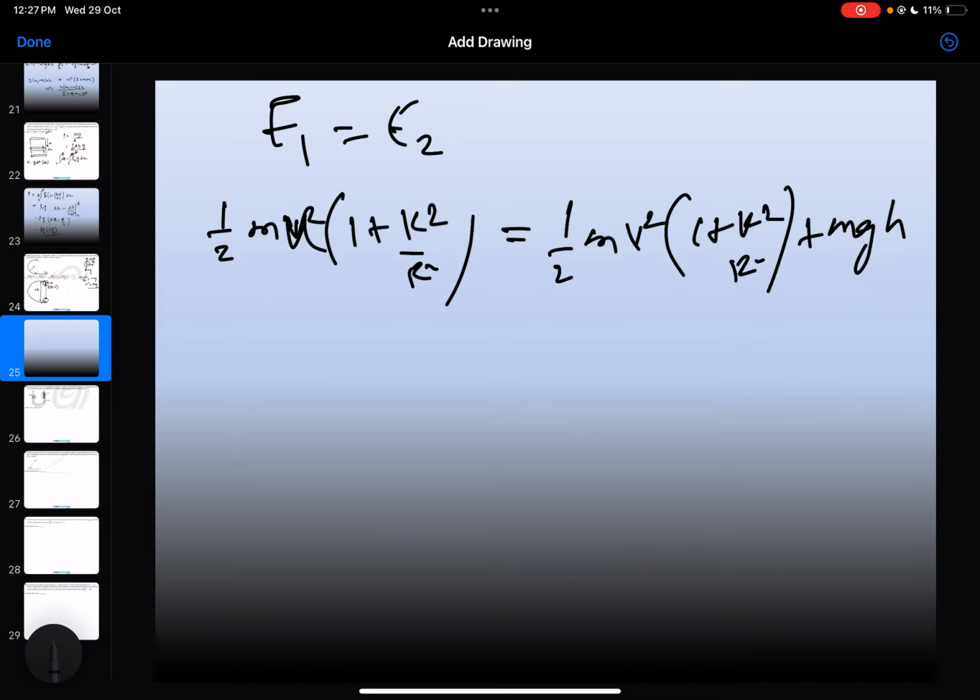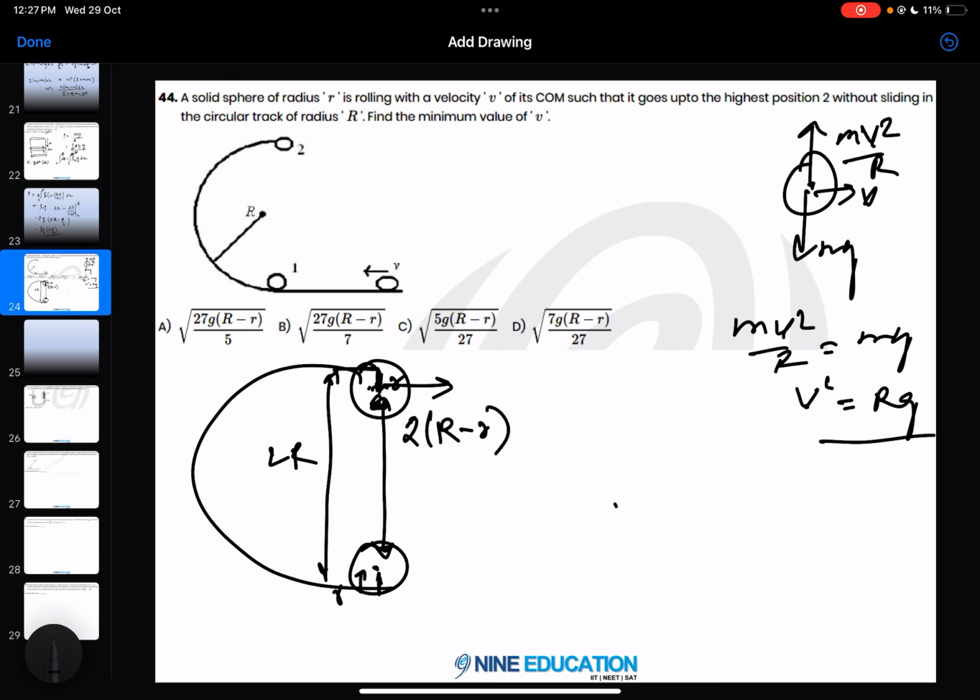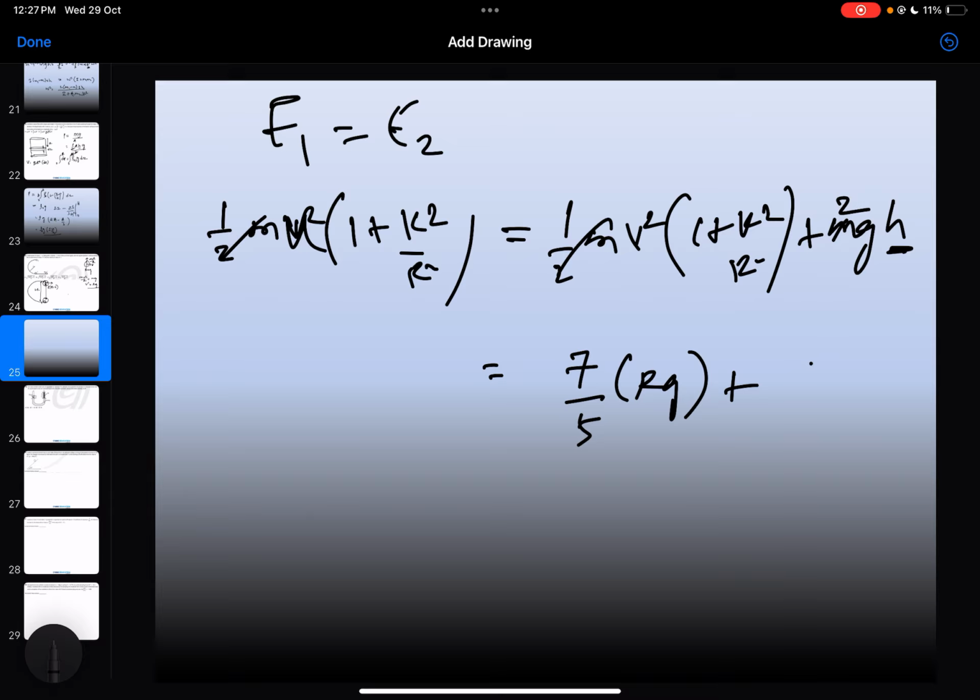Now half m here will get 2, and since v square is rg that we just found, this is 1 plus 2 by 5, 7 by 5, so this will be 7 by 5 rg plus, and what is the value of h? The value of h is 2 into capital R minus small r, right? And this r will also be the same as that.